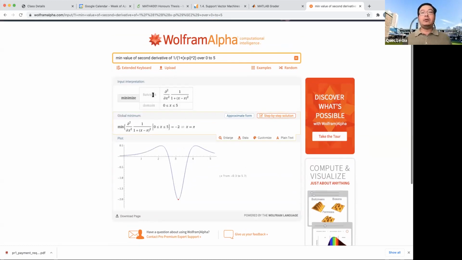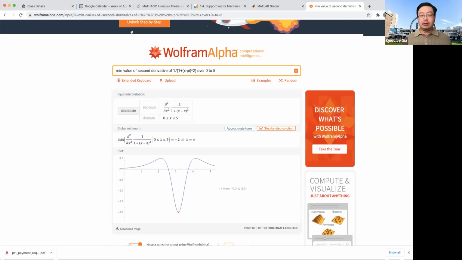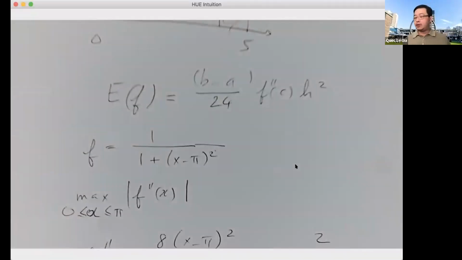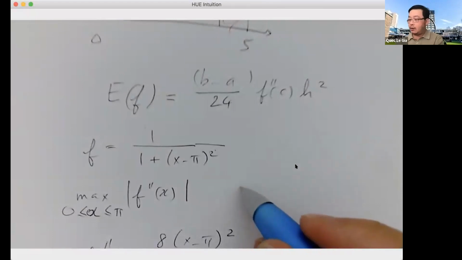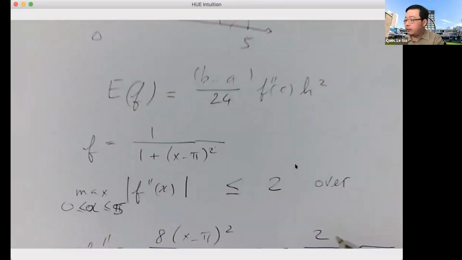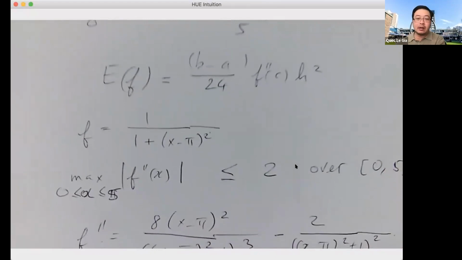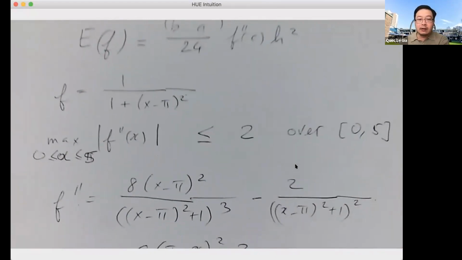Yeah. So I'm going back to the notes now. So we are a bit lazy. So we use Wolfram or Google, and we say that, okay, this one is less than or equal to 2 over 0 to 5. Okay, so you can use calculus or you can use the internet, okay, whatever.